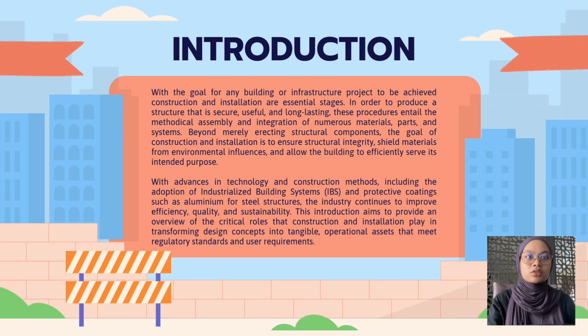Beyond merely erecting structural components, the goal of construction and installation is to ensure structural integrity, shield materials from environmental influences, and allow the building to efficiently serve its intended purpose. With advances in technology and construction methods, including the adoption of the industrialized building system, which is IBS, and protective coatings for efficiency, quality and sustainability, this introduction aims to provide an overview of the critical roles that construction and installation play in transforming design concepts into tangible operational assets that meet regulatory standards and user requirements.